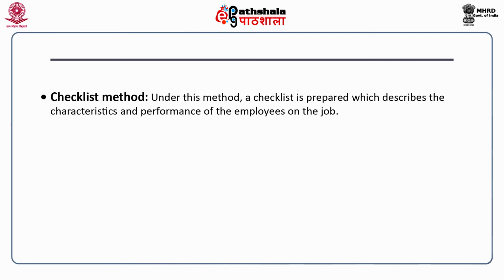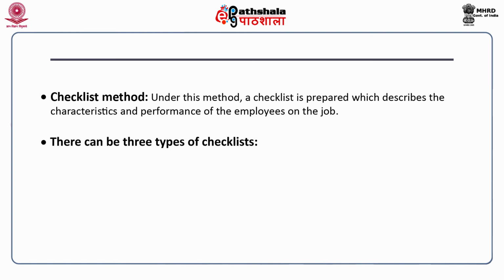Under checklist method, a checklist is prepared which describes the characteristics and performance of the employees on the job. The rater is then asked to check if the behavior of an employee is positive or negative to each statement. The performance of an employee is rated on the basis of number of positive checks.